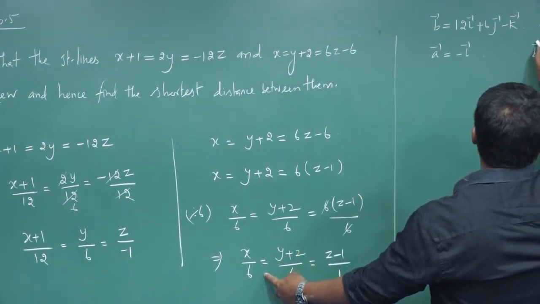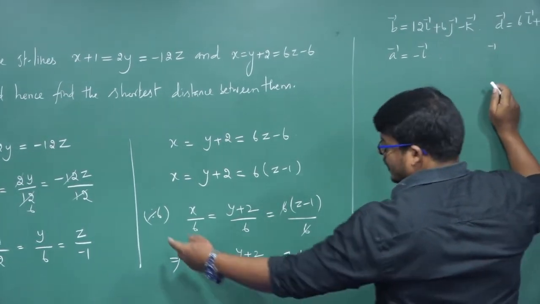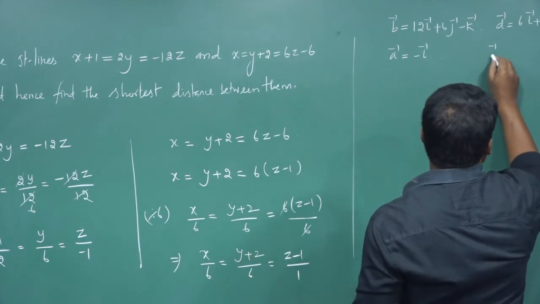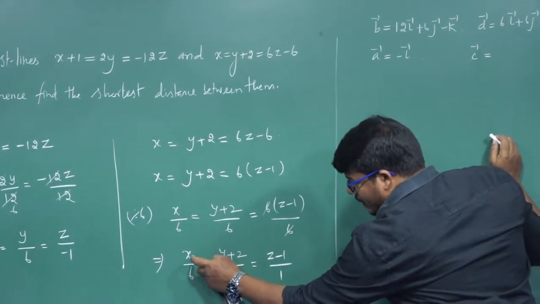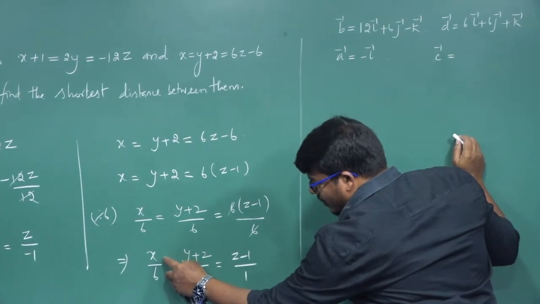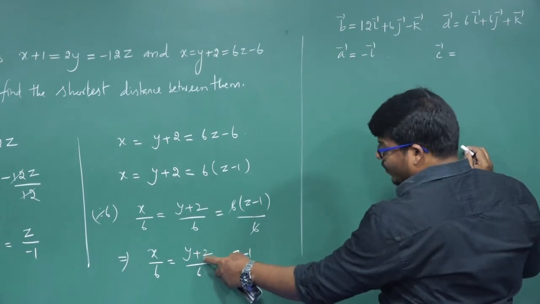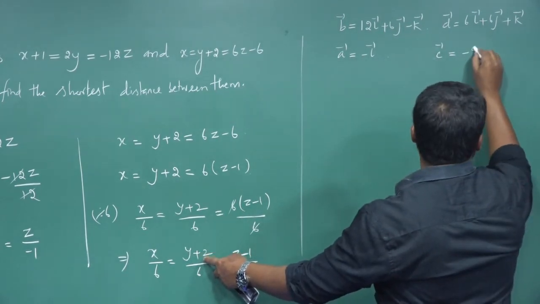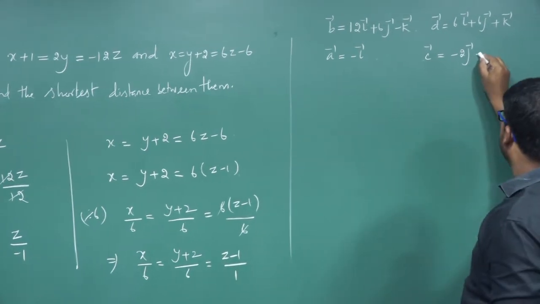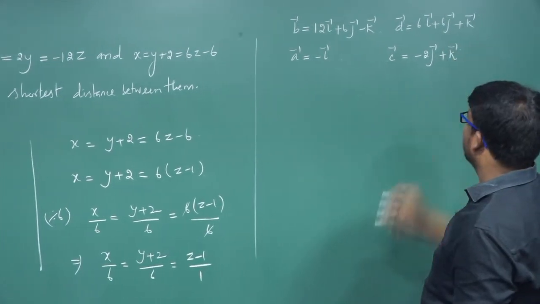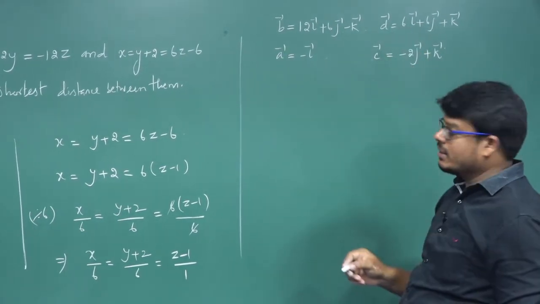The next one, the point C. C vector equals: x1 is not present, the value is 0, so 0i vector, then y minus y1 gives minus 2j vector, next plus k vector. That is the point C. Here A and C are points, B and D are the direction vectors of the lines.